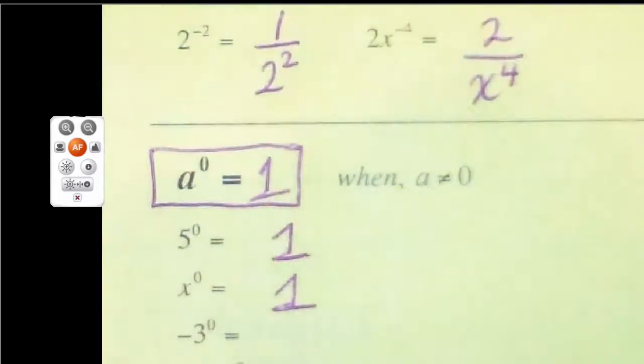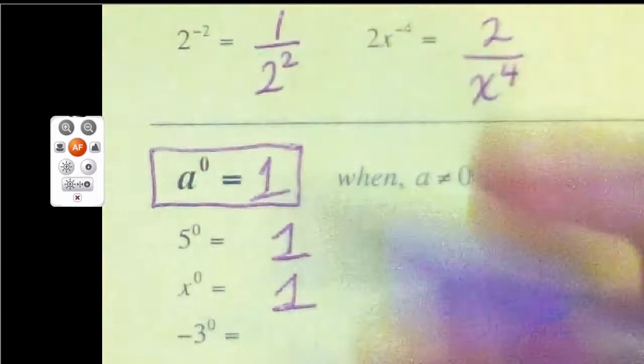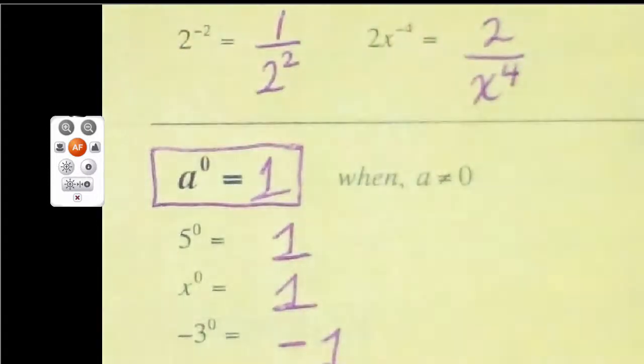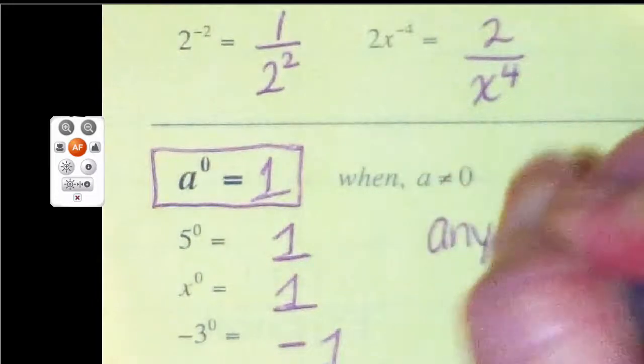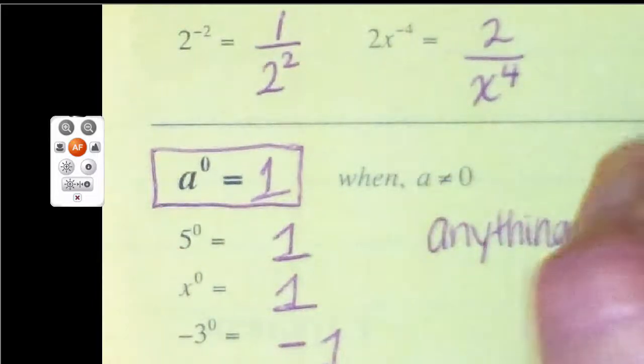Negative 3 to the 0, again with PEMDAS, only 3 is raised to the 0, so I do that first and get 1 and then negate it. So that's negative 1. And the final example on your notes is 2x all raised to the 0. That is also 1. So it's really important that you remember anything raised to the 0 power is equal to 1.